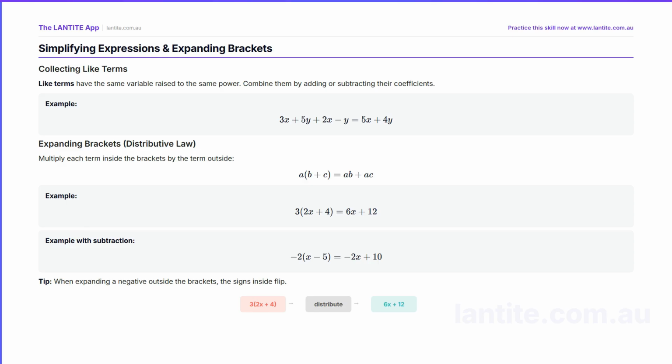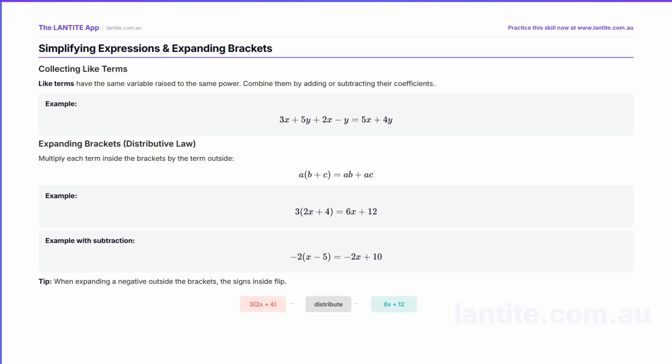To simplify an expression, collect like terms. Like terms have the same variable and the same power. For example, 3x and 2x are like terms, so we add them to get 5x. 5y minus y gives 4y. The result is 5x plus 4y.